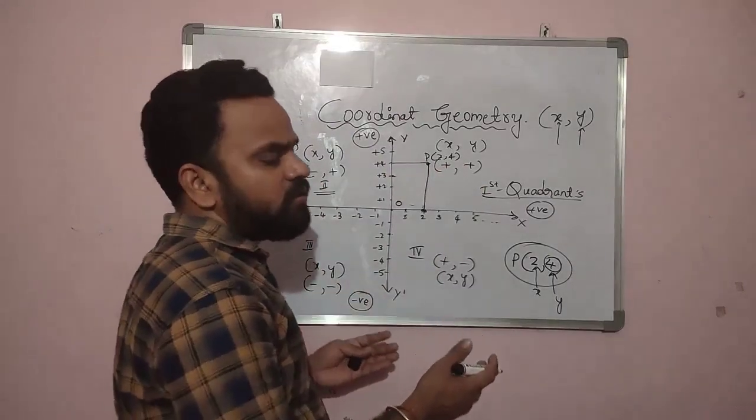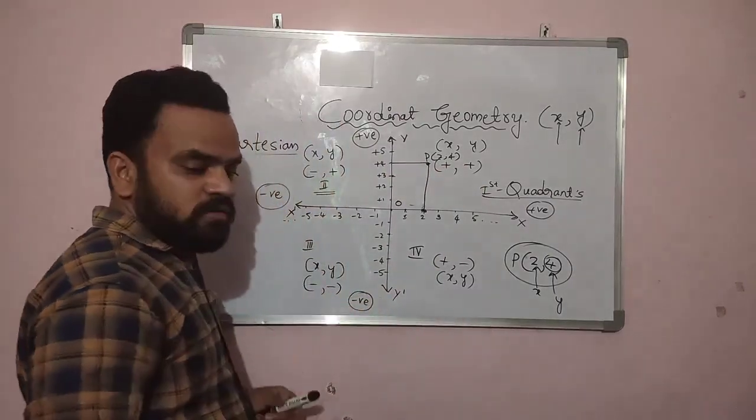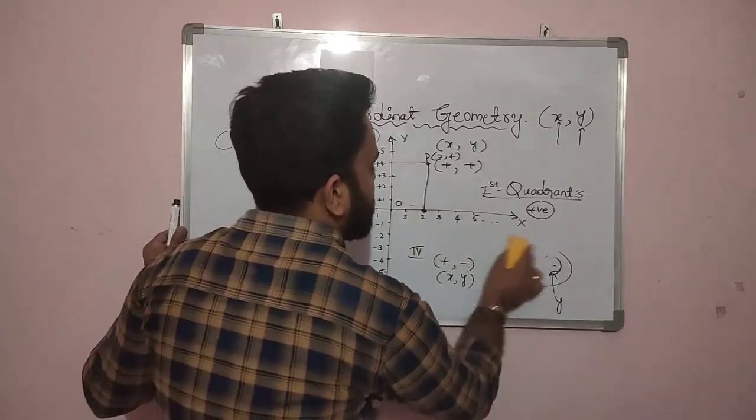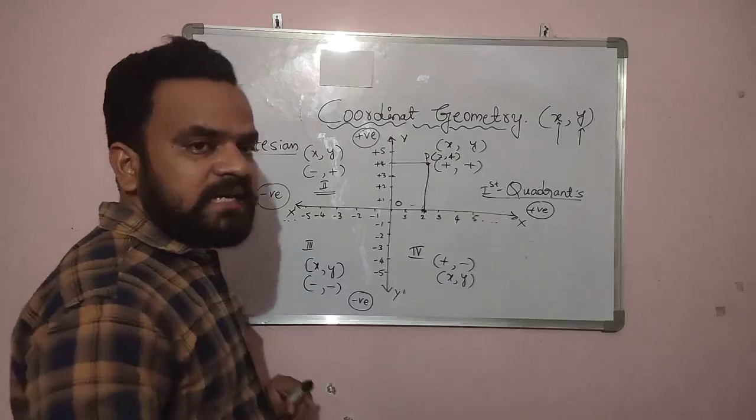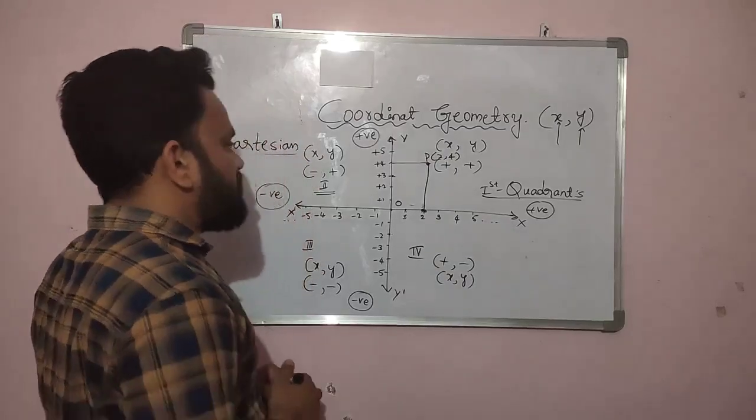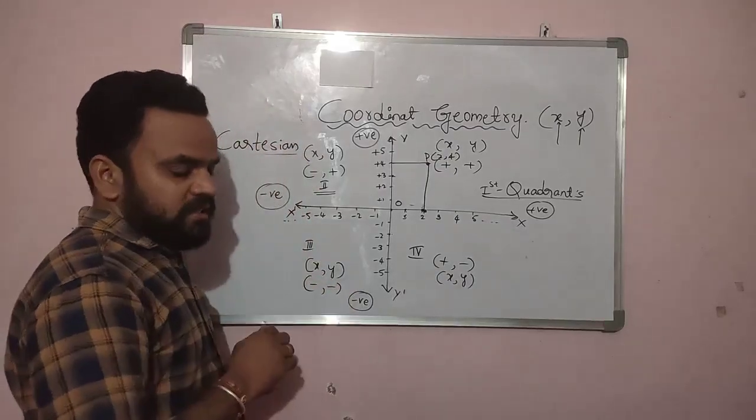Whatever points they give, you go on locating them in the graph, and they may also ask in which quadrant these points are lying. So this is about the basic things, right?